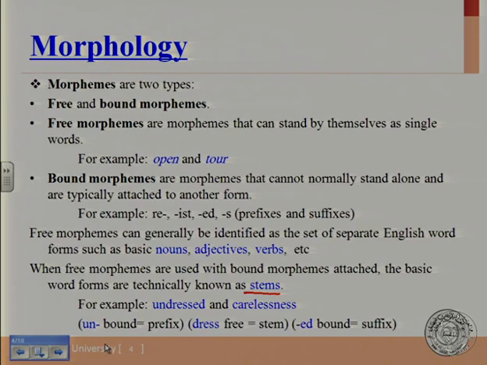Here we have one more example: undressed or carelessness. Now, the word dress is a free morpheme. It stands alone, and it is also called the stem. Why? Because we have two parts added, a prefix un and a suffix ed. So this part dress is called a free stem, and un is a bound prefix, and ed is another bound morpheme, but it is a suffix.